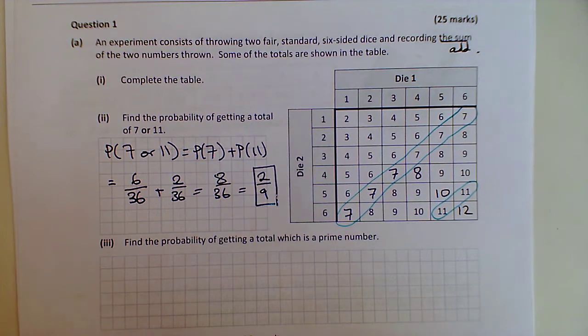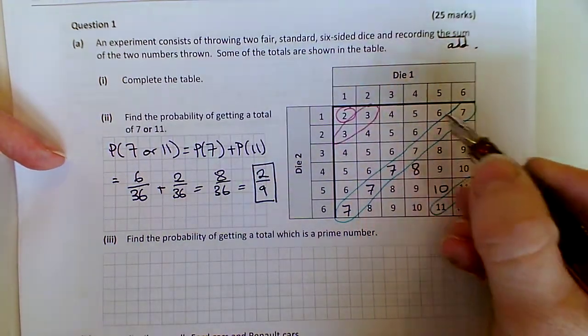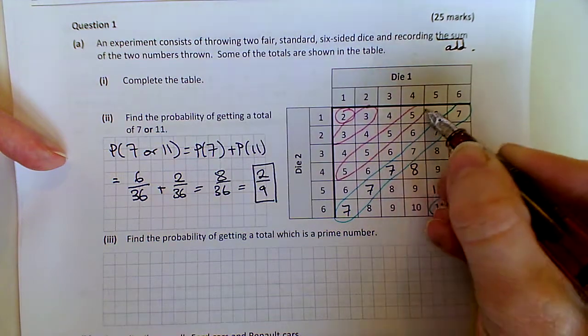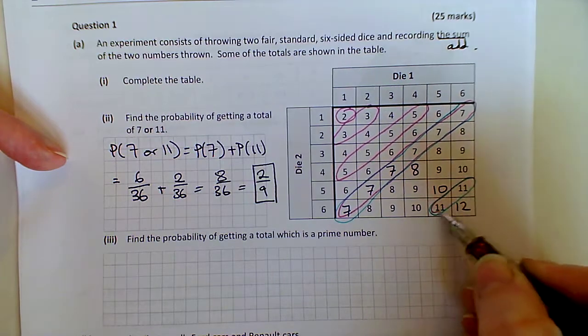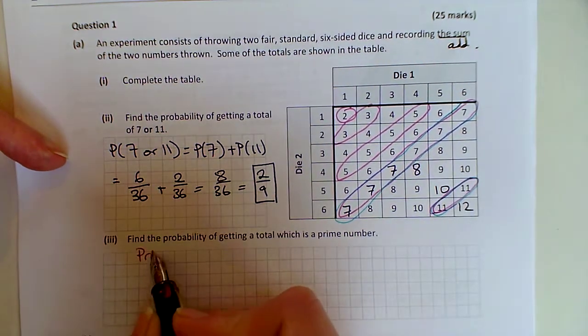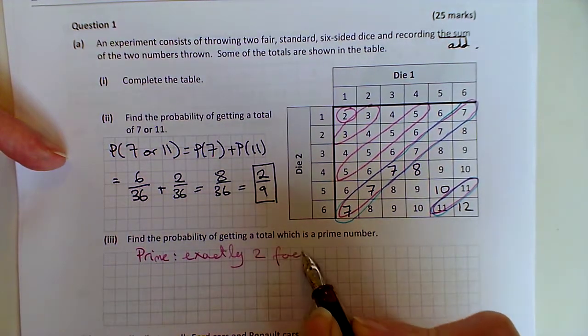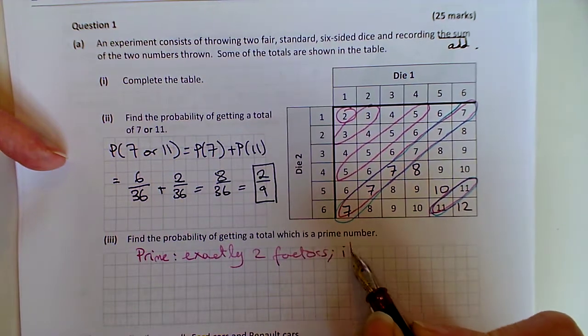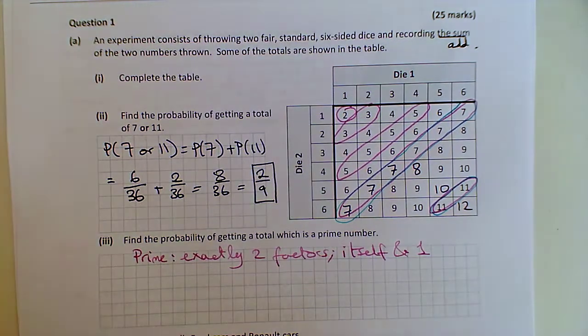Find the probability of getting a total which is a prime number. So we need to know our prime numbers. 2, 3 is prime, 5 is prime, 7 is prime, and 11 is prime. So a prime number, just to remind us, has exactly 2 factors: itself and 1. Just a reminder there, even though it didn't come up in this case, 1 is not a prime number, because people tend to think that it is, and it's not.